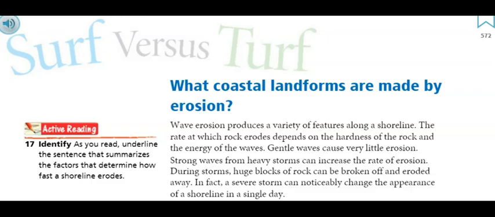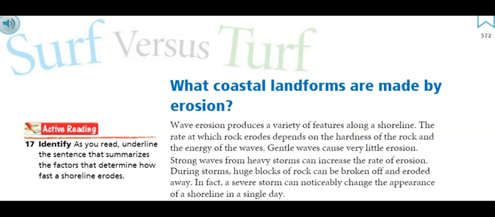Surf versus turf. What coastal landforms are made by erosion? Wave erosion produces a variety of features along a shoreline. The rate at which rock erodes depends on the hardness of the rock and the energy of the waves. Gentle waves cause very little erosion. Strong waves from heavy storms can increase the rate of erosion.